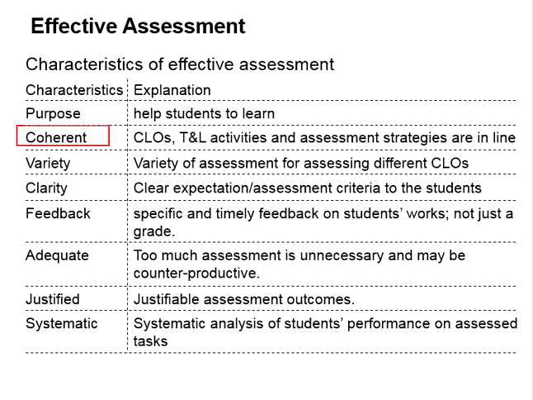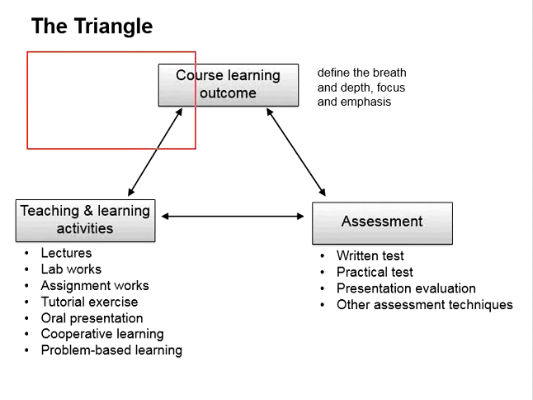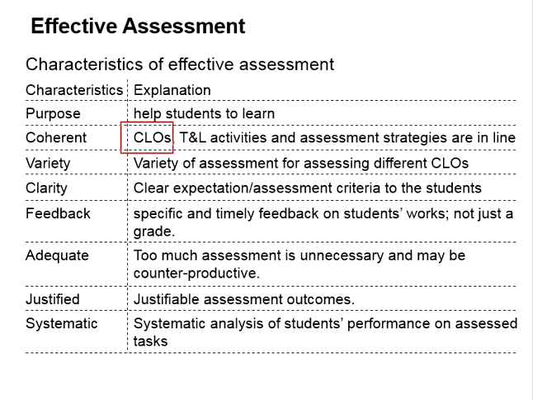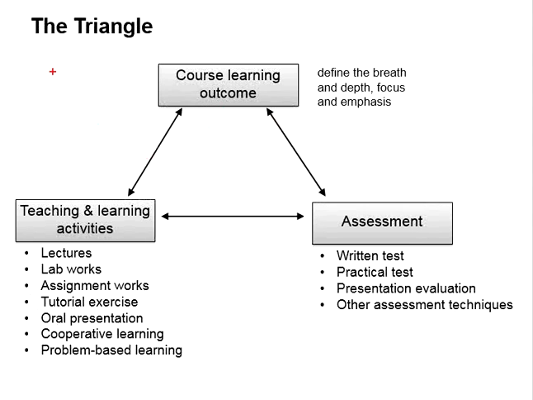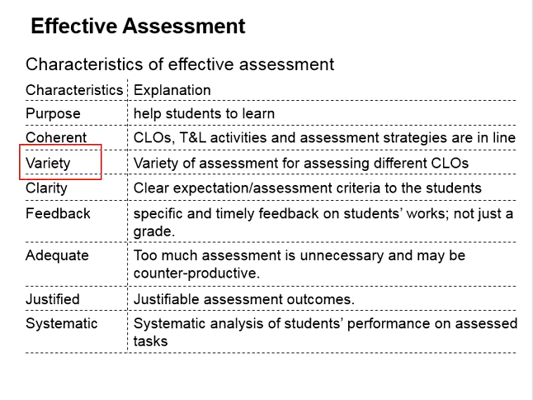Now the second characteristic will be coherence. This one is referring to the golden triangle. You need to make sure the course learning outcome, teaching and learning activities, as well as the assessment strategies are in line. We discussed this in our previous video. Next, it will be variety. You need a good variety in terms of the assessment while assessing the course learning outcome.